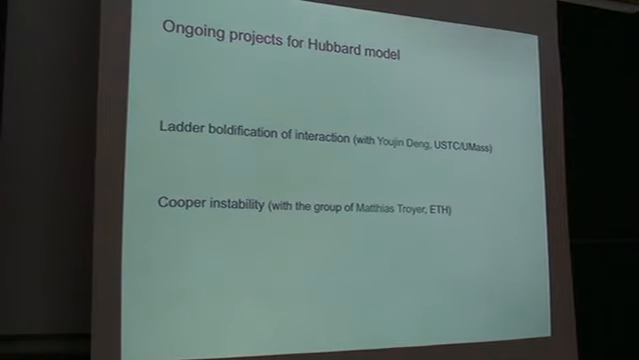But if we do the ladder summation, everything is expressed in terms of effective, bold objects, and we have already completed the code. We collaborate with Eugene Deng from USTC, China, who visits us. The code is written and it's being debugged. And yet another direction is Cooper instability, or more generally, all possible two-body response functions, including the Cooper channel. We do it with the group of Matthias Troyer at ETH.